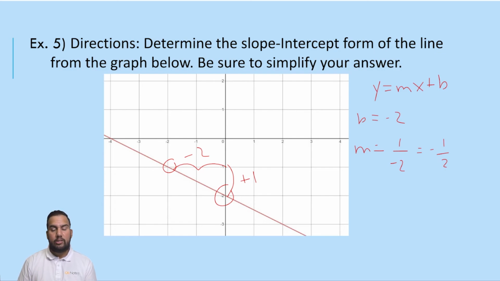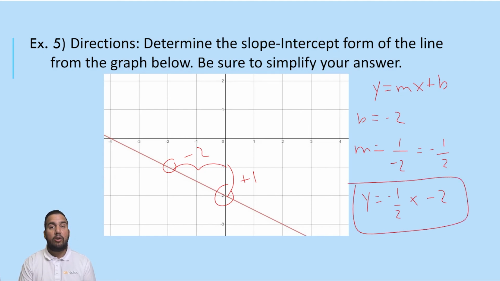So how do I write my final answer? My final answer is y equals my m, which is -1/2 x, and then my y-intercept goes at the end, which is -2. And that's my final answer. So what does this mean? It means I start at -2 on my graph, and I go up 1 over to the left 2. Or I could even go, I'm going to change colors for this one, down 1 to the right 2, and it's the same exact situation.